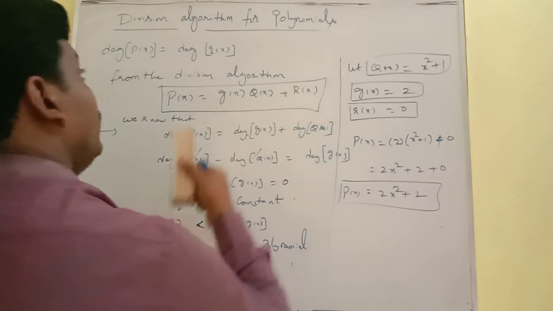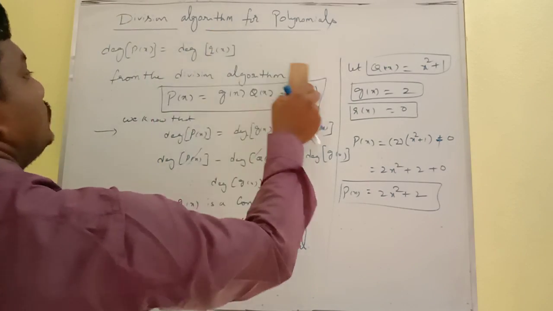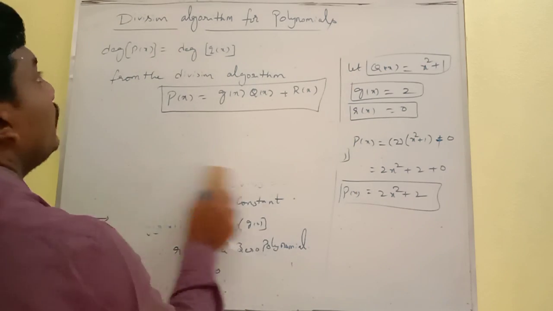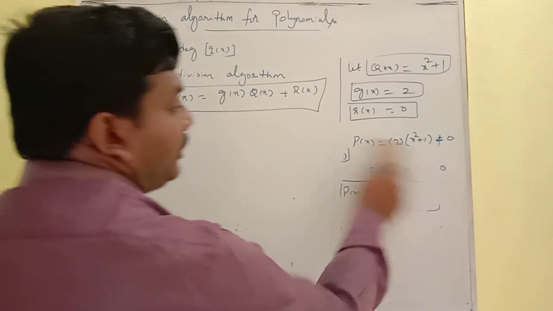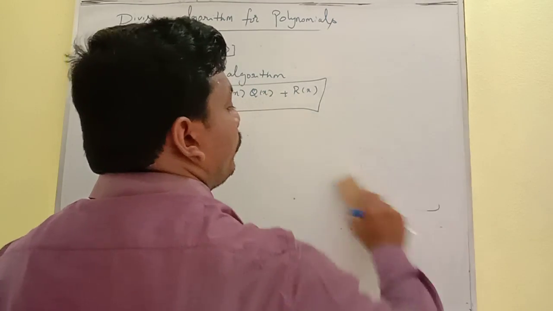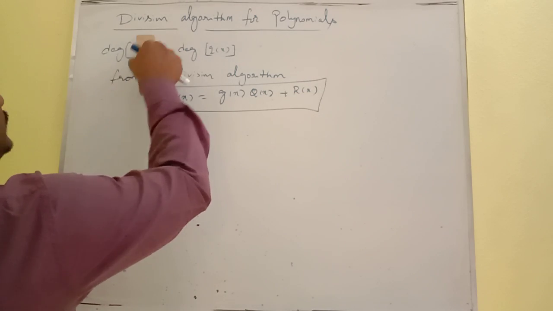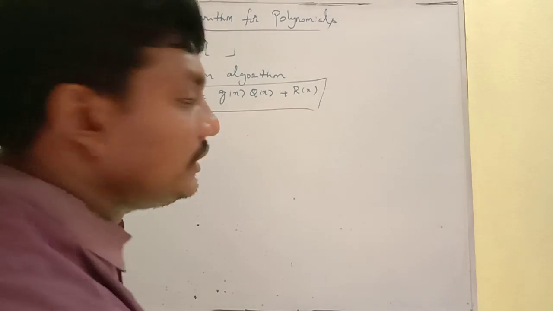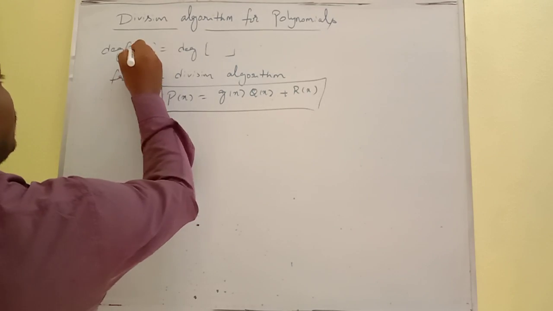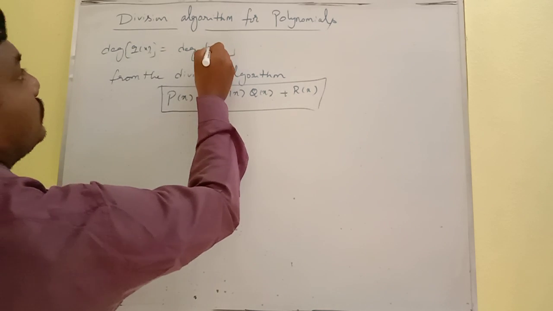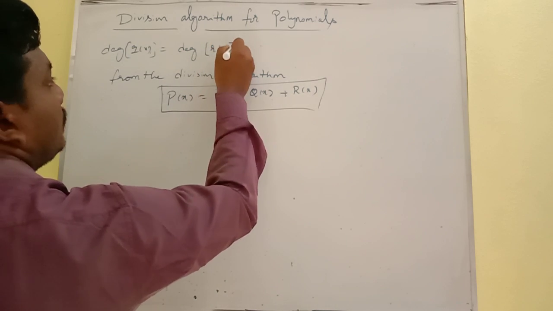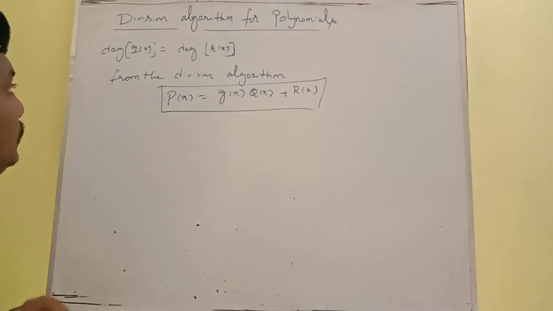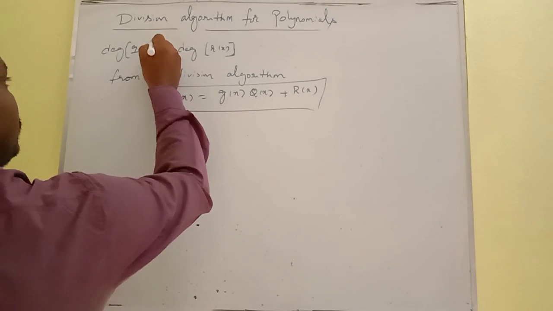Now another question we have to see. What is the degree of q of x equals the degree of r of x? So the degree of q of x is equal to the degree of r of x. Now the question is, how to solve this one? For this question also, this is from the division algorithm.